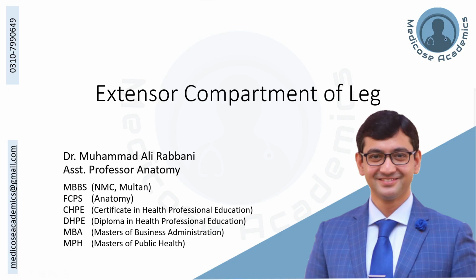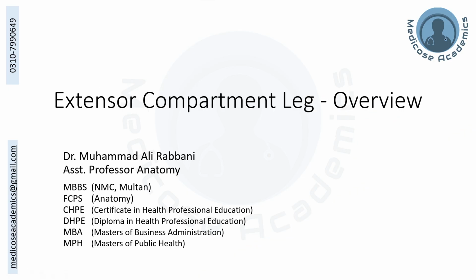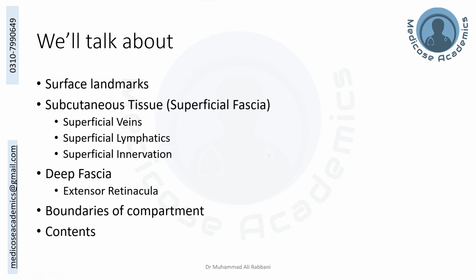I'm Dr. Muhammad Ali Rabani and today we are going to discuss the extensor compartment of the leg. First, let's start with the overview of the extensor compartment of the leg. We will talk about the surface landmarks, the subcutaneous tissue that is also called superficial fascia, and the structures that are contained within it including the veins, lymphatics and nerves. Deep fascia and its special condensation at the lower end called extensor retinacula, the boundaries of the compartment and the contents of the compartment. Then we will further go into the detail of each of the contents.